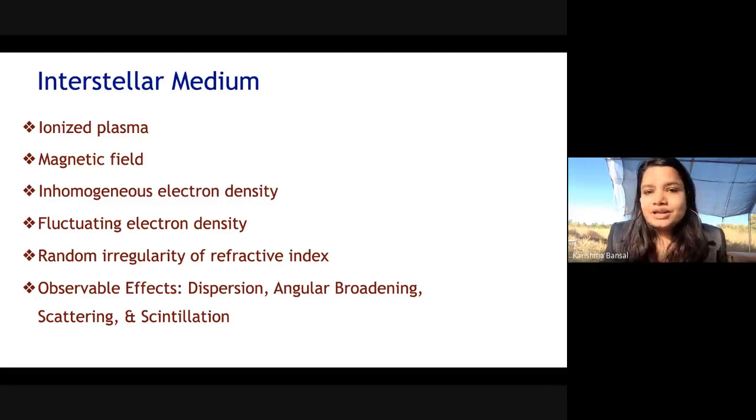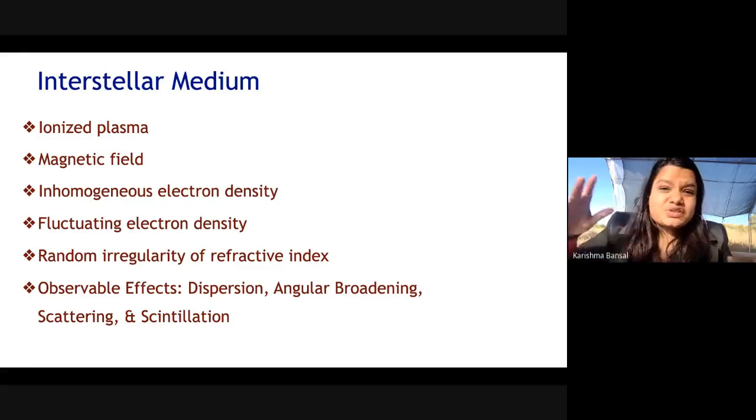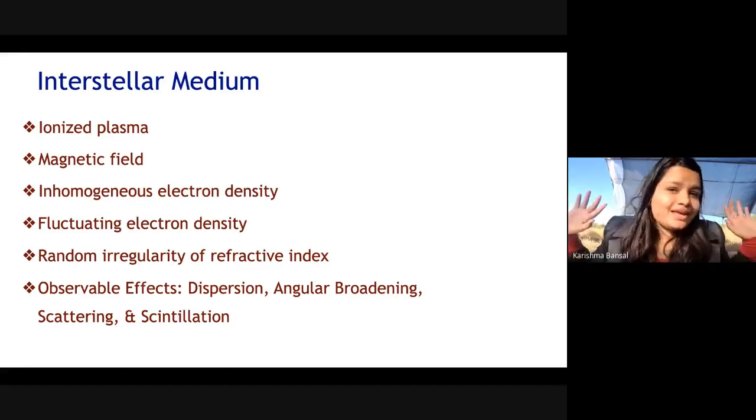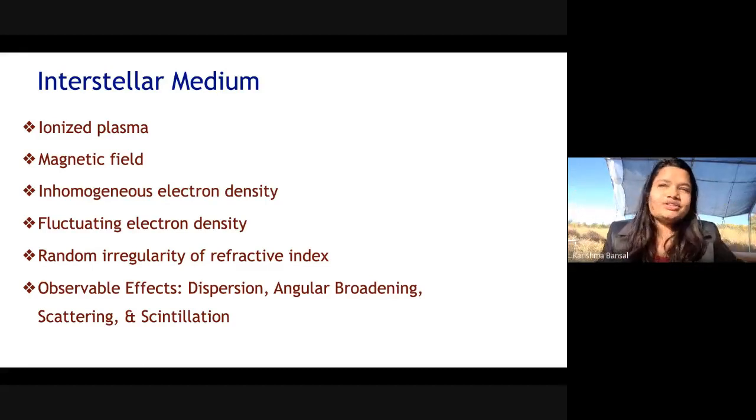Now this interstellar medium is not empty, okay? It's got something called ionized plasma. It's also magnetized, and this plasma is not homogeneous. It's got clumps. Somewhere it's dense, somewhere it's rare, and this electron density is fluctuating. So this is a very, very crazy place. Although it seems like, oh, there's nothing there, a lot is happening there.